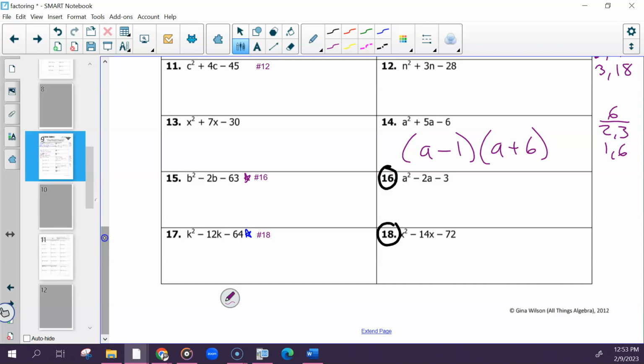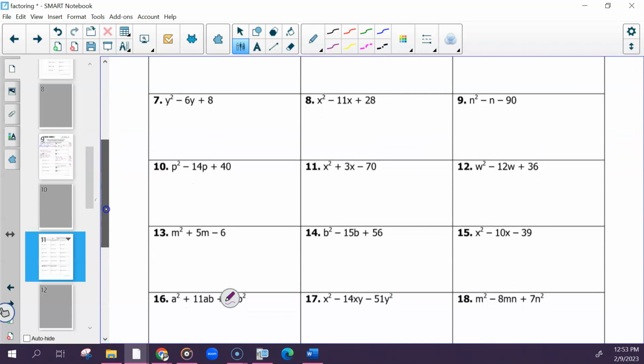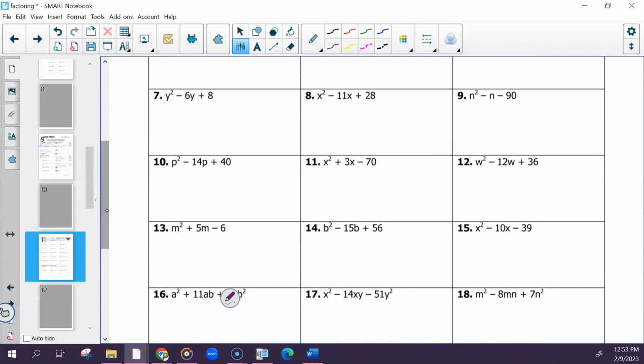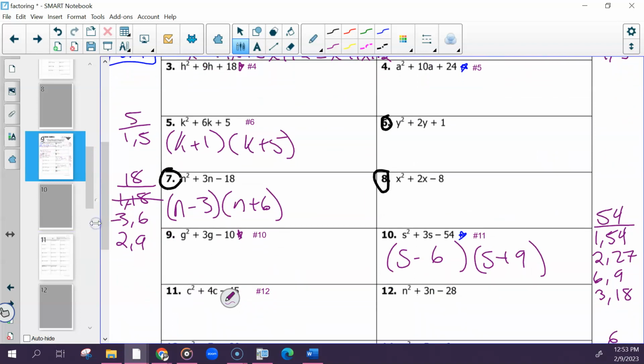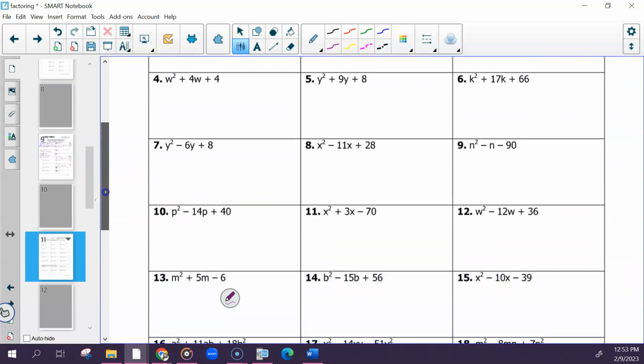Right. Questions about that so far? We're going to come back to these 4. Flip your page over. And then, so we were just doing plus plus or plus minus. We're now going to look for minus plus and talk about those.